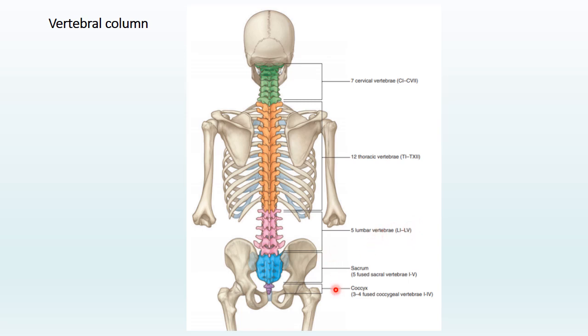The sacrum is basically 5 fused sacral vertebrae forming one piece of bone called the sacrum. And lastly, the coccyx, which is 3 to 4 rudimentary vertebrae fused into a single piece of bone called the coccyx.